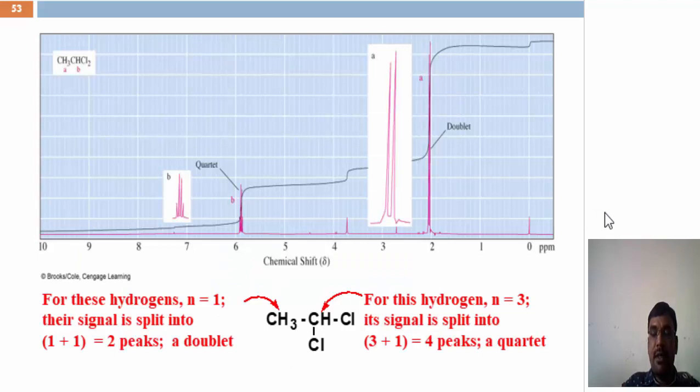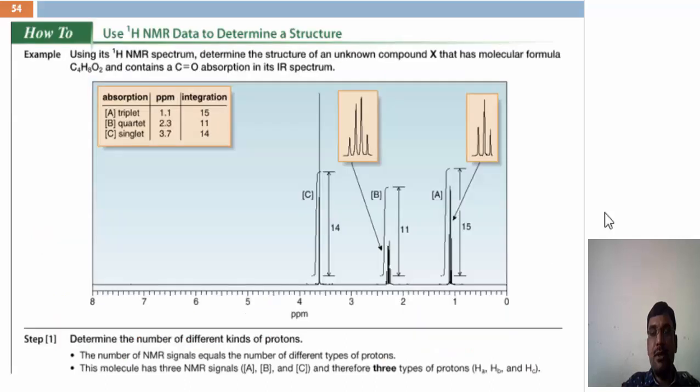Another example we can see is 1,1-dichloroethane. Here are two types of peaks. One peak is for CH3. Nearby CH3 there is one proton, so by the n plus 1 rule, n value is 1, 1 plus 1 means doublet. CH3 shows the doublet and CH proton shows the quartet because the n value for CH is 3, 3 plus 1 means 4, and 4 means it shows the quartet. CH3 shows the doublet peak and CH shows the quartet peak.